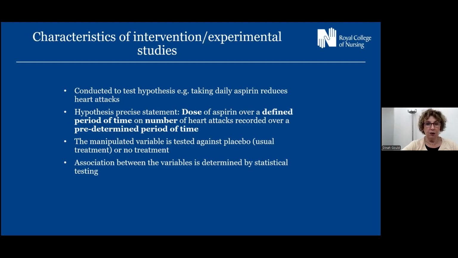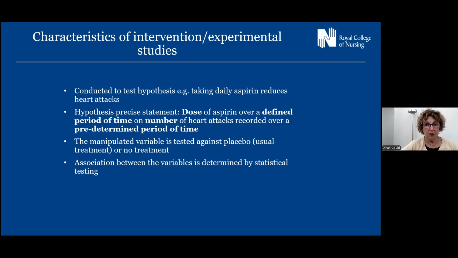So a nice precise hypothesis would include the dose of aspirin. You have to work out the dose of the aspirin that you're going to give somebody. You have to define the period of time you're going to give it, the number of heart attacks that are recorded during the time that you collect data, and you have to decide in advance how long you're going to carry on doing your trial. Remember that trials are quite complex to do and they cost a lot of money, so you can't do them indefinitely. They will have to occur over a pre-decided period of years because you have to have a budget of money and you're going to have to apply that budget.